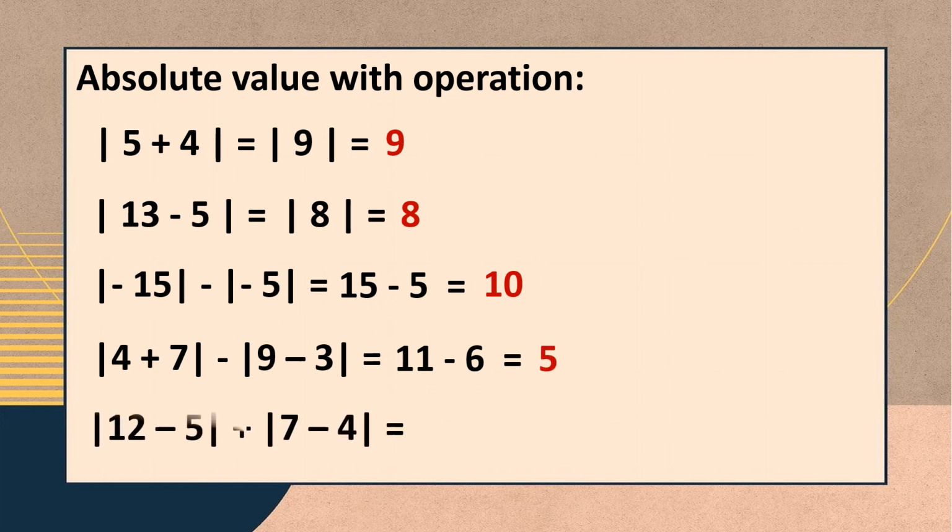Next, we have absolute value of 12 minus 5 plus absolute value of 7 minus 4. So let's solve first 12 minus 5, that is 7. Then absolute value of 7 is 7. Next is 7 minus 4. 7 minus 4 is 3, and its absolute value is 3. So we have 7 plus 3. The answer is 10.